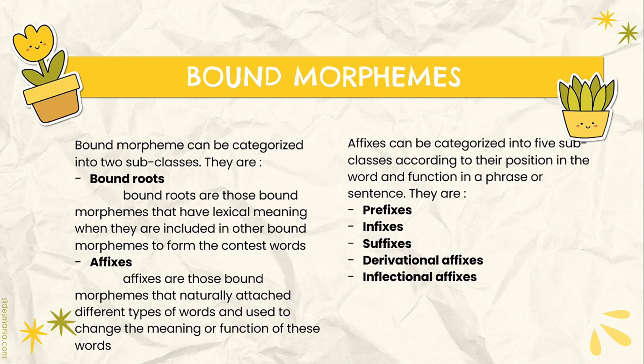Bound morphemes. Bound morphemes can be categorized into two subclasses. First, bound roots. Bound roots are those bound morphemes that have lexical meaning when they are included in other bound morphemes to form words. And the second is affixes. Affixes are those bound morphemes that naturally attach to different types of words and are used to change the meaning or function of these words. Affixes can be categorized into five subclasses according to their position in the word and function in the phrase or sentence. They are prefixes, infixes, suffixes, derivational affixes, and inflectional affixes.